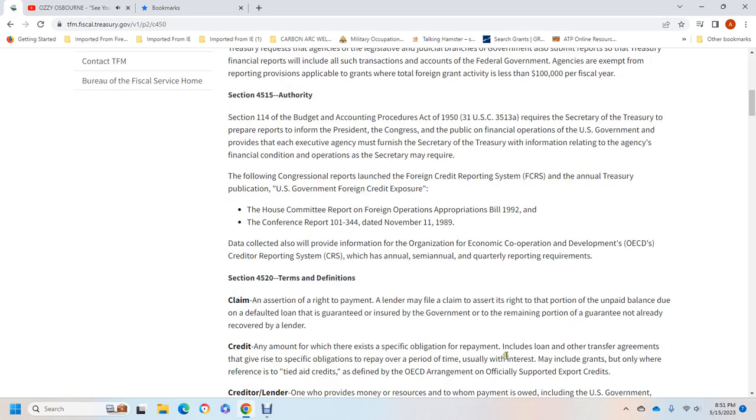Section 4520, Terms and Definitions. Claim is the assertion of the right of payment. The lender may file a claim, asserting the right to the portion of the balance due for default of the loan guarantee. The insurer of the government is responsible for the remaining portion of the guarantee not already recovered by the lender. Credit is any amount where there exists a specific obligation of repayment. It includes loans and other transfer agreements that create the right to a specific obligation to repay over a period of time. It may include grants, but only with reference to tied aid credits as defined by the Organization for Economic Cooperation and Development.